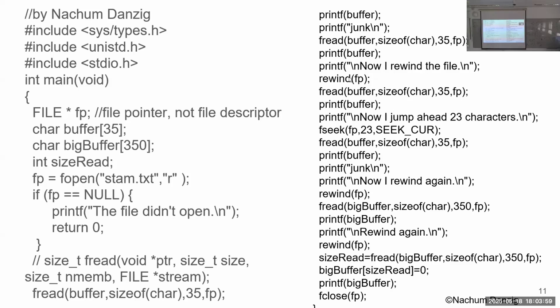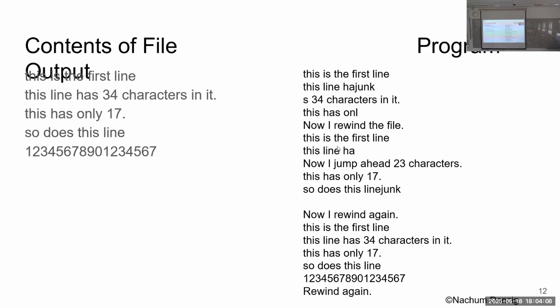Now I rewind the file by doing rewind FP, which means bring me back to the beginning. And then I do again read 35. So again, it should print. Now I rewind the file. This line is the first line. This line pop.